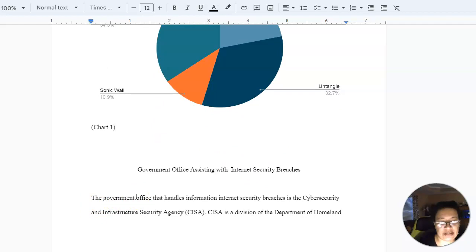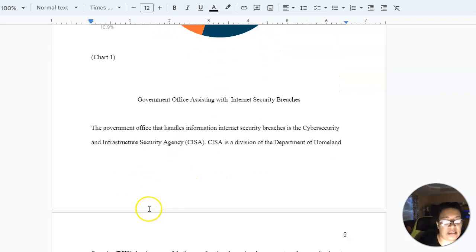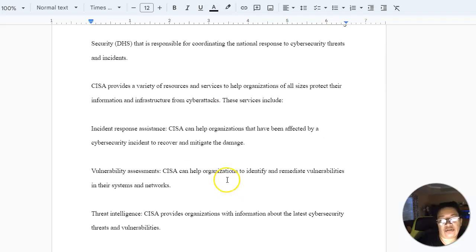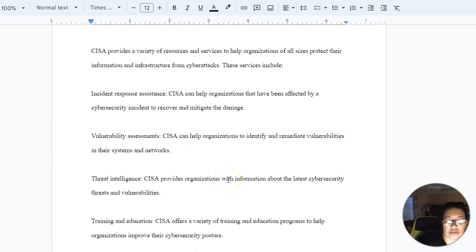If there is a cyber incident, the government office that assists with those breaches is CISA, the Cybersecurity and Infrastructure Security Agency. CISA is a division of the Department of Homeland Security. It's responsible for coordinating the national response to threats and incidents. When a shelter is breached, law enforcement will have to get involved.